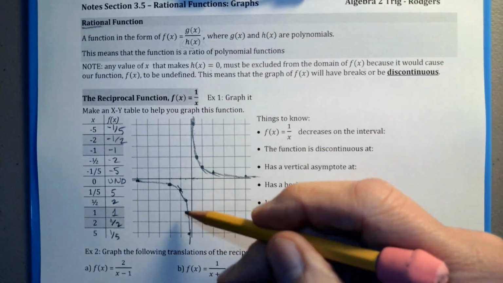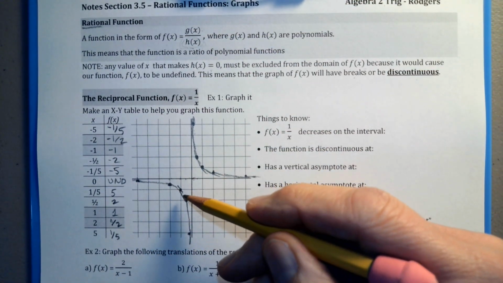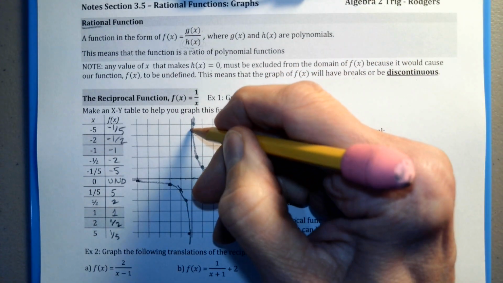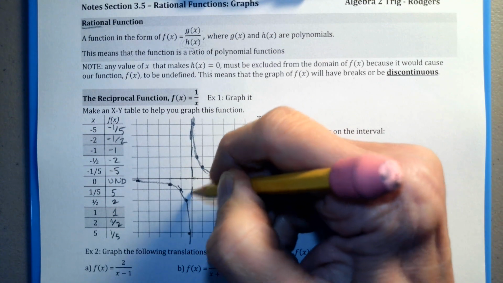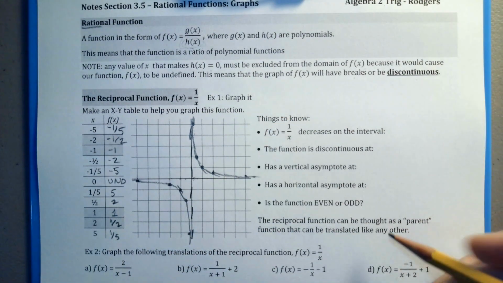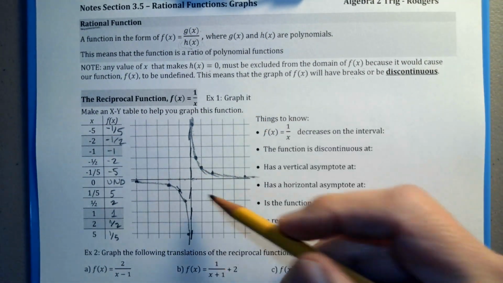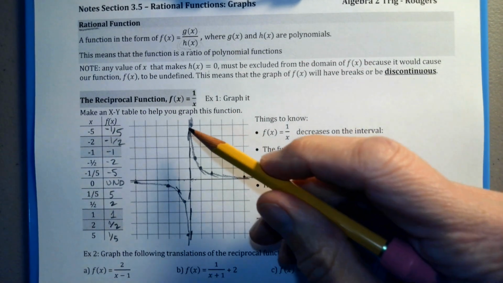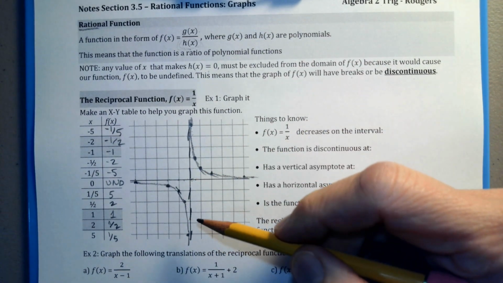And it does the same thing in the negative direction as we approach 0 from the negative side. And so at this undefined value of 0, we will have what we call a vertical asymptote. So we often will dash in a line instead of making it solid because that confuses us with the axes.